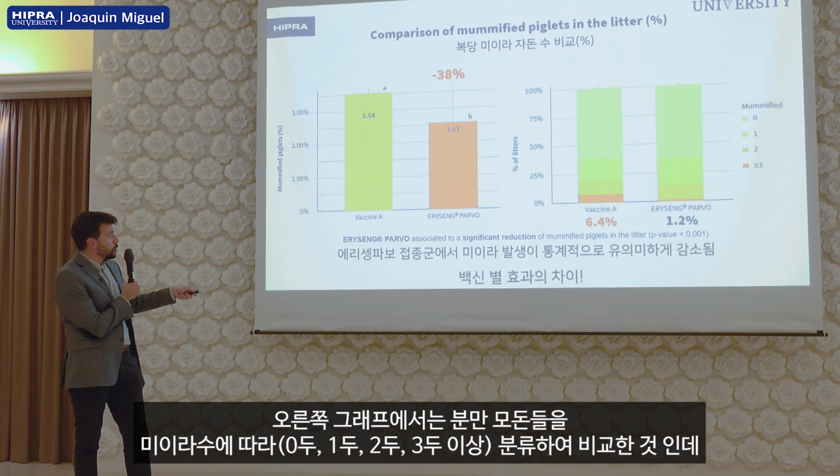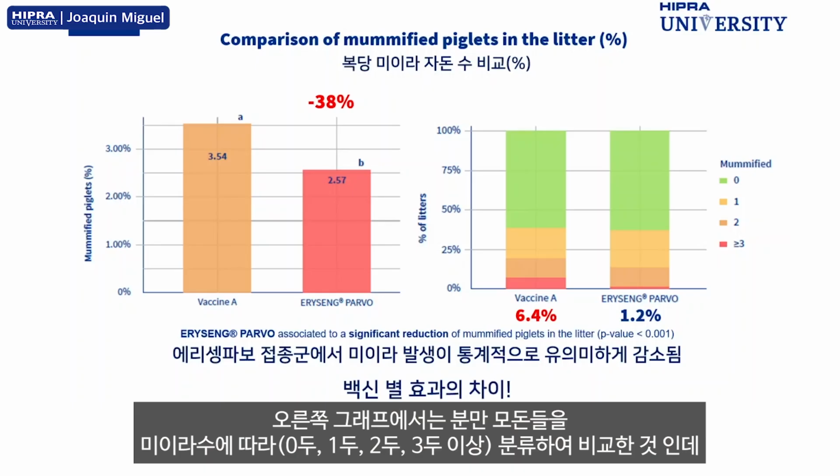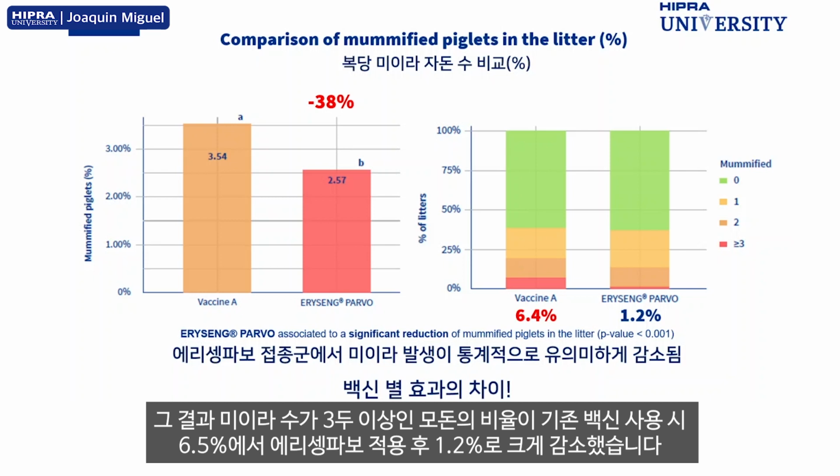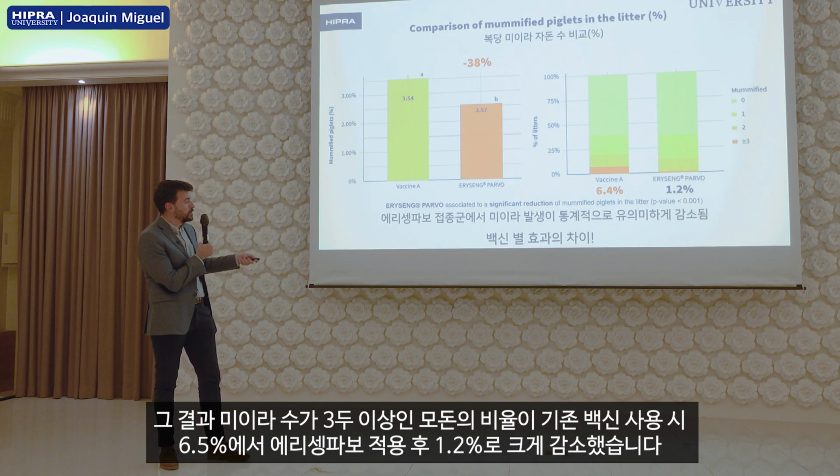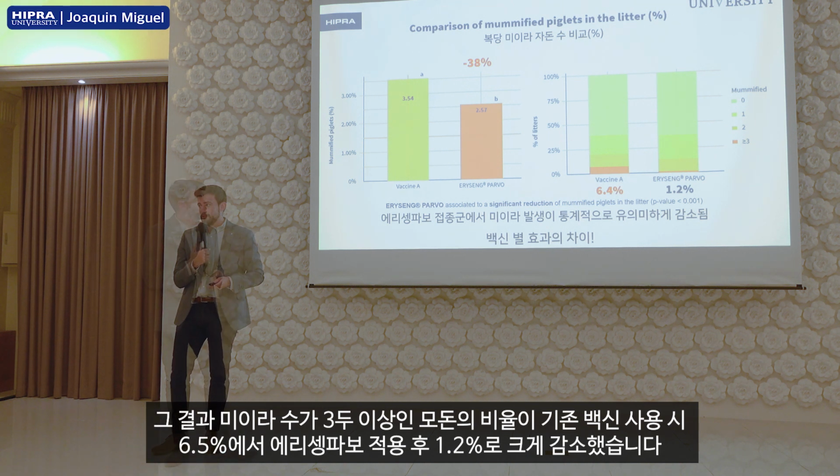And here we have classified the litters based on the number of mummified piglets, 0, 1, 2, or 3, or more than 3. And we see that during the period with vaccine A, the percentage of those litters with 3 or more mummified piglets was 6.4%, which is not very high, but we can see how after the vaccination with Erysenparvo it decreased a lot to 1.2%.